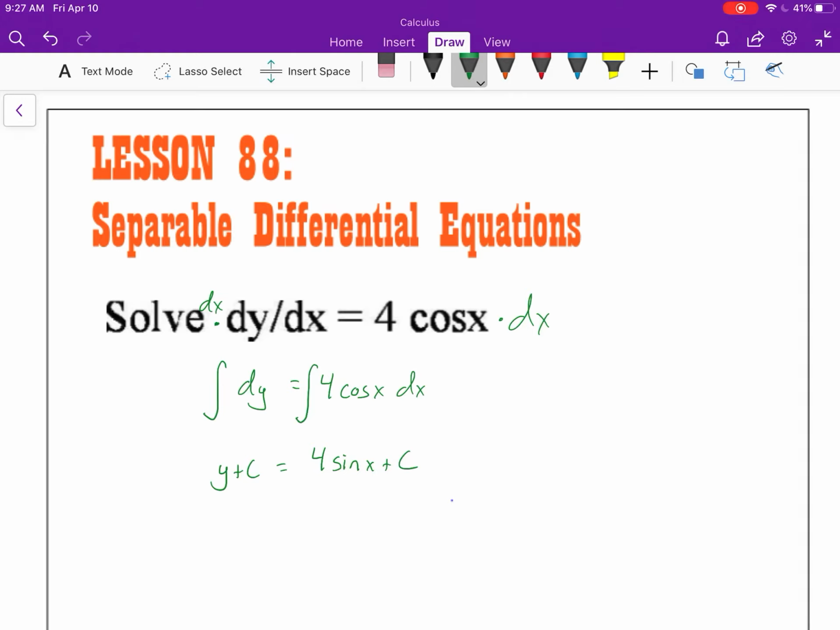plus c. Now these c's are just constants, and they're not necessarily the same, so maybe we should put a c sub 1 and a c sub 2. If we subtract c sub 1 from both sides, we'll have a constant minus another constant. We don't know what they are, and it doesn't matter what they are. A constant minus another constant is just another constant. And so we can write our general solution as y equals 4 sine of x plus c. And that's our answer.